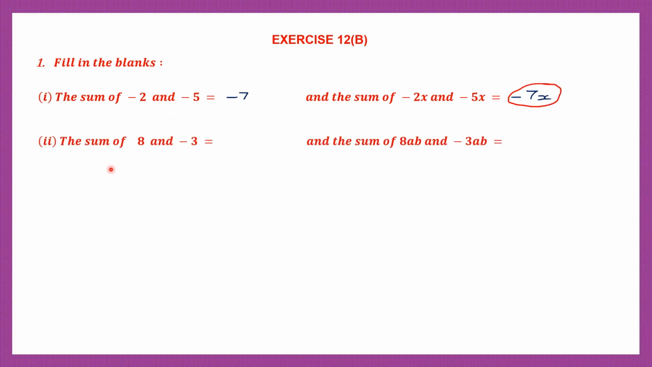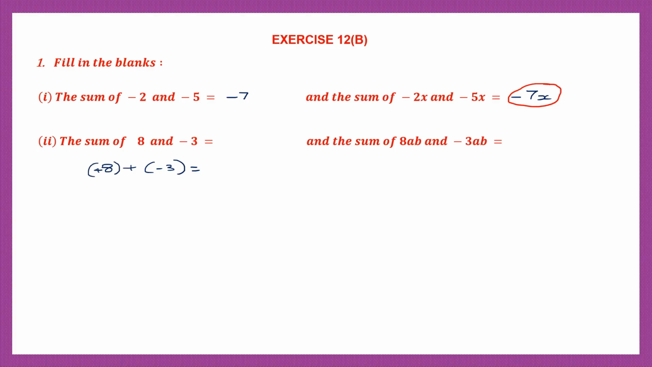Question 2. The sum of 8 and -3. How much is that? So let's write that down. So take 8 plus -3. What is the answer? Now 8 does not have a sign. It's understood. If it doesn't have a sign, that is the plus sign. So plus 8 plus -3.